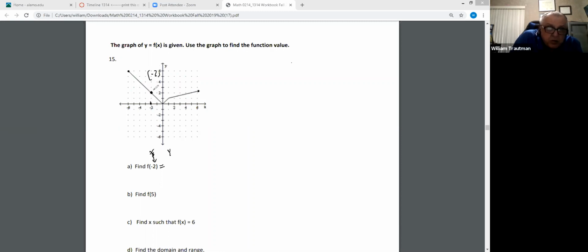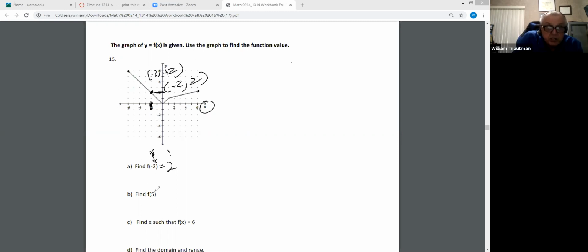The y value for that point on the graph, do you see negative 2? The y value is negative 2 also. Oh, positive 2, I'm sorry. Does everybody see that? If the x value is negative 2, you go to find the y value, and it's right here. The x value is negative 2. The y value on the y-axis is 2.